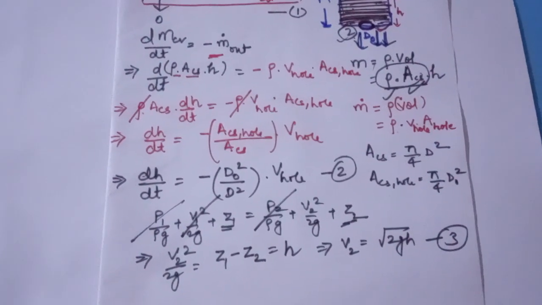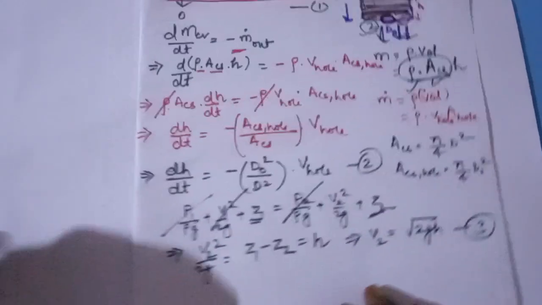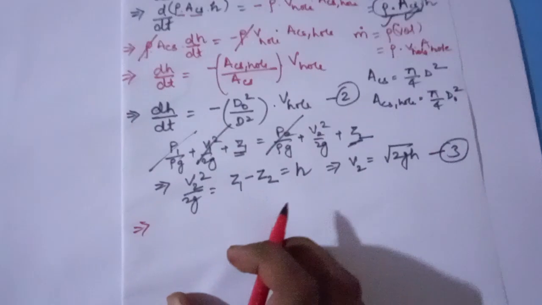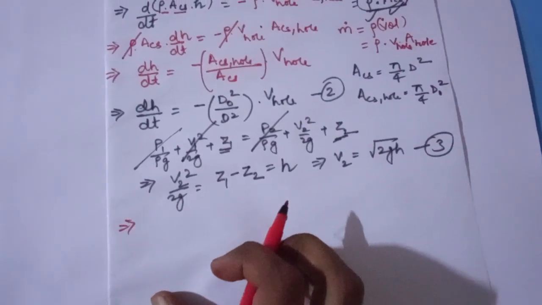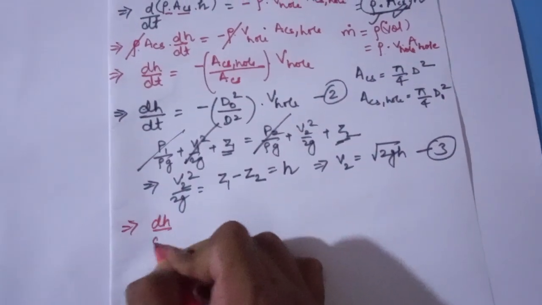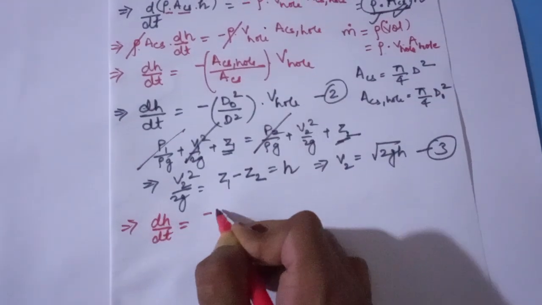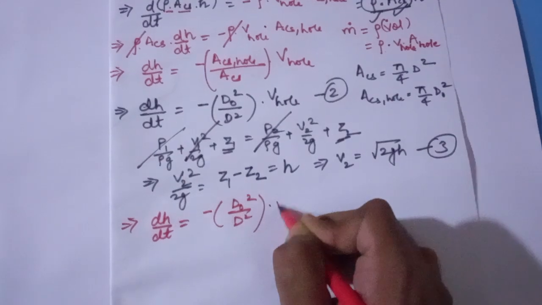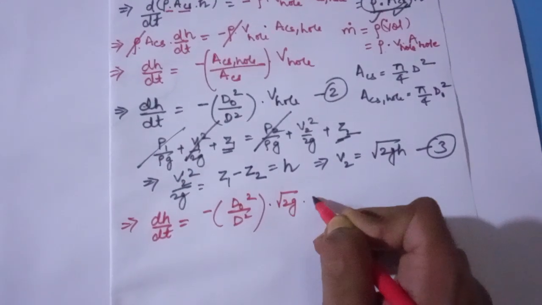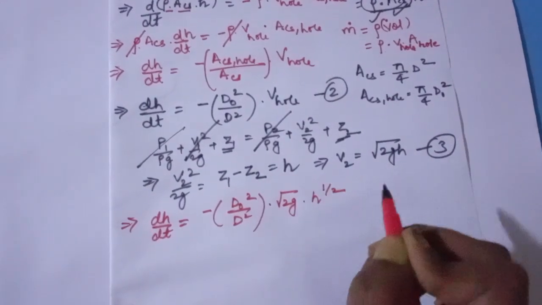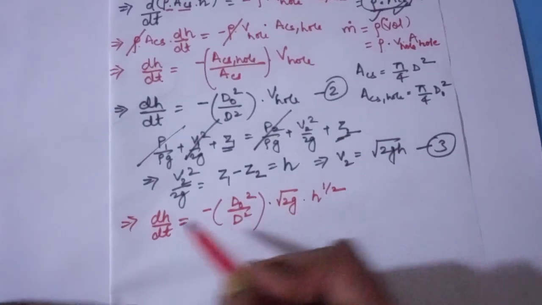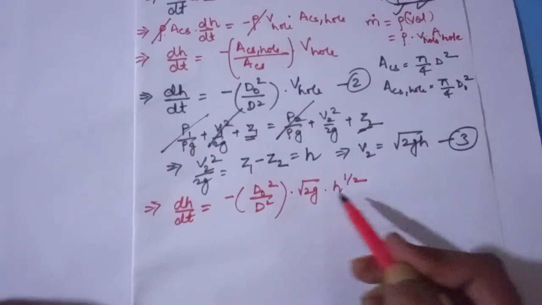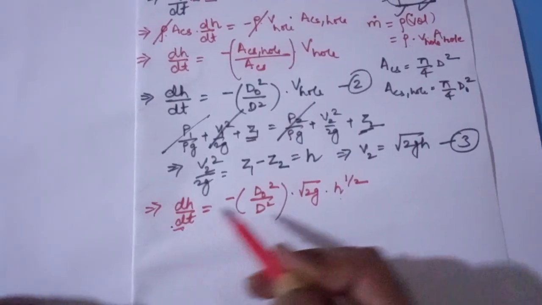So what we are left with is, okay, let me adjust it. We have dh/dt equal to minus d naught square by d square into the velocity at the hole, which can be written as root 2g into h to the power of 1 by 2. I wrote it like this because the next step will be easier. Now take this h to this side and take this dt to this side.